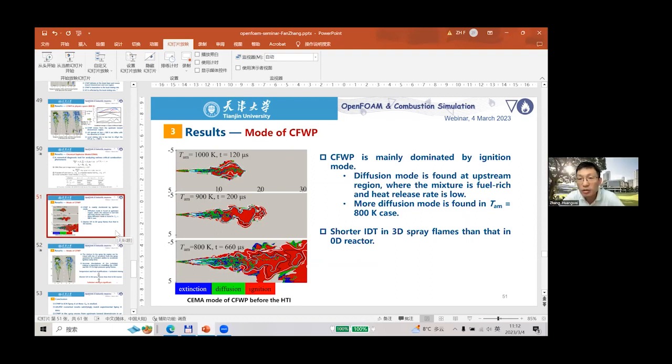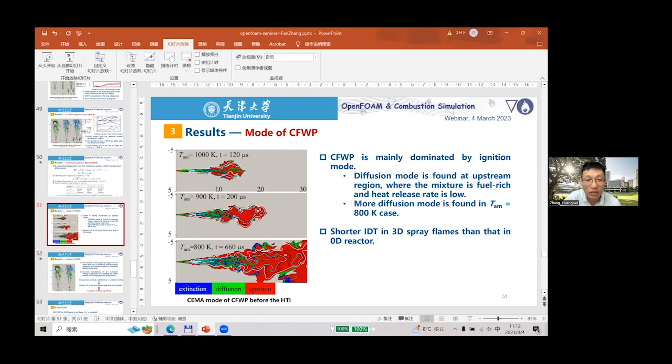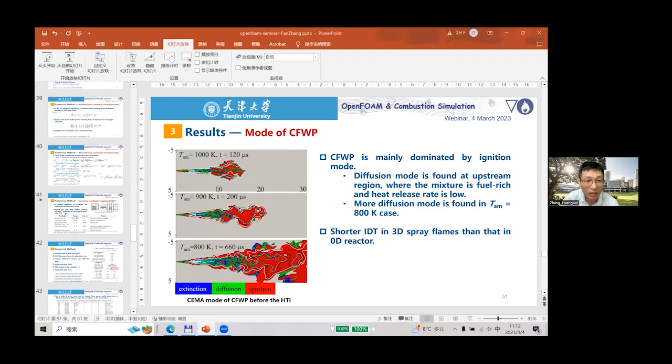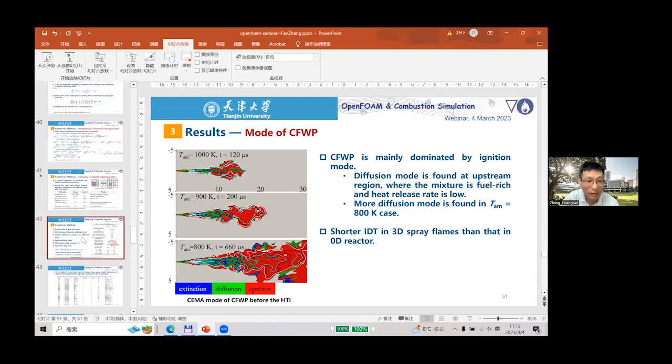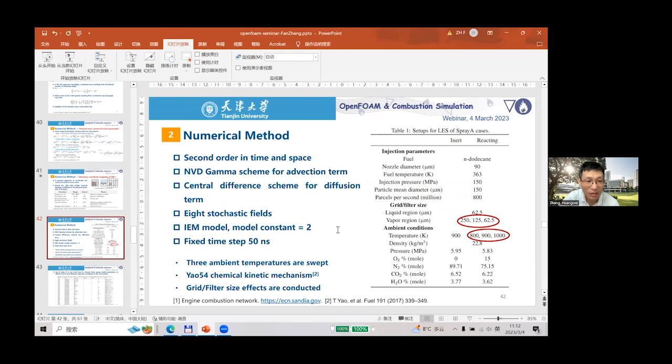Okay, thank you. Thank you very much. Any more questions? So I have another question on slide 42. You use the NVD scheme, right? Is there any special consideration for this one? So here is also the gamma scheme, right? Is there any special consideration in your case? Sorry, we don't have. Okay, that's fine.